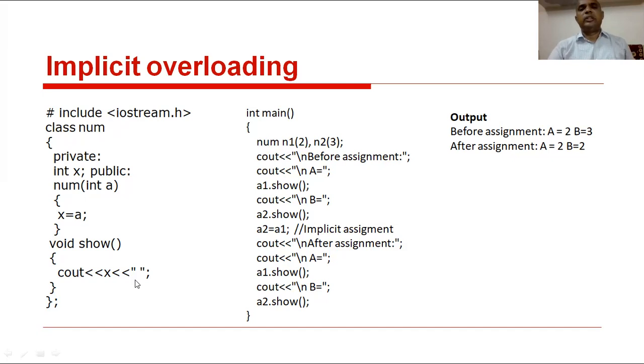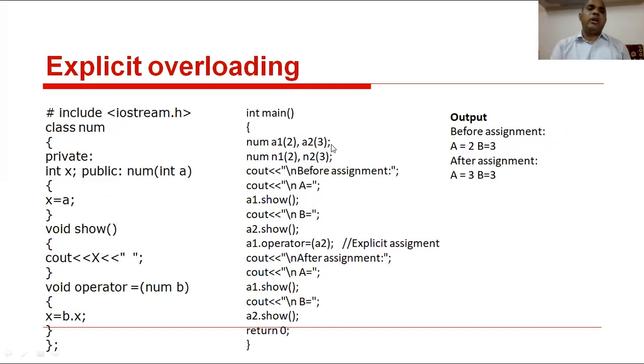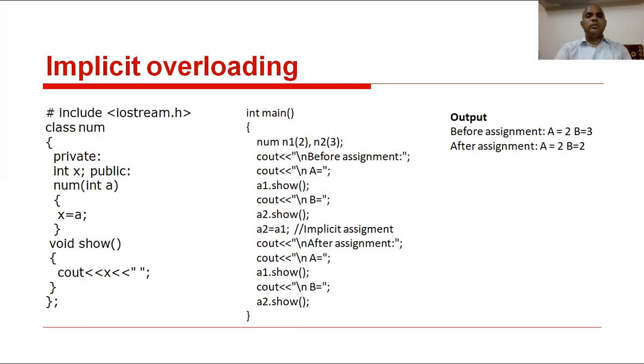Void sum, display x value. This is the main function. Create an object. At the object creation time, it can pass 1 value and create a second object. At the same time, it can send another value. Then before assignment, A equal to A1 dot show, then B equal to A2 dot show, where A2 equal to A1.